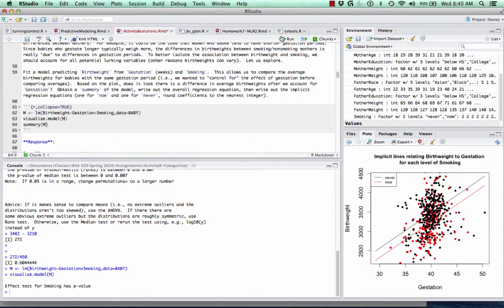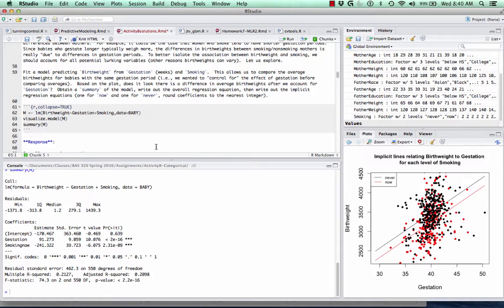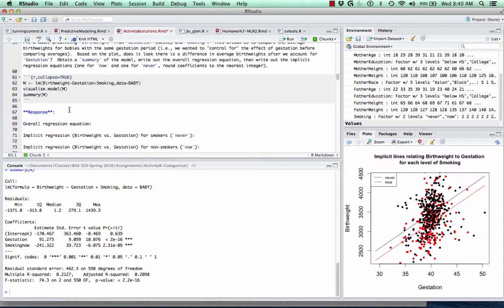and take a look. Based on the plot, does it look like there is a difference in average birth weights after we account for gestation? Yes, we do see that these implicit regression lines have a noticeable separation. The vertical offset equals the difference in average birth weights after we account for gestation, and that looks to be quite noticeable. So we have obtained the summary of the model, and we can write out the overall regression equation and then get the implicit regression equations to make a further comment.